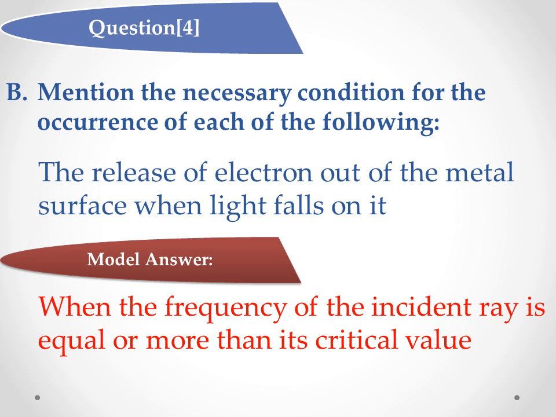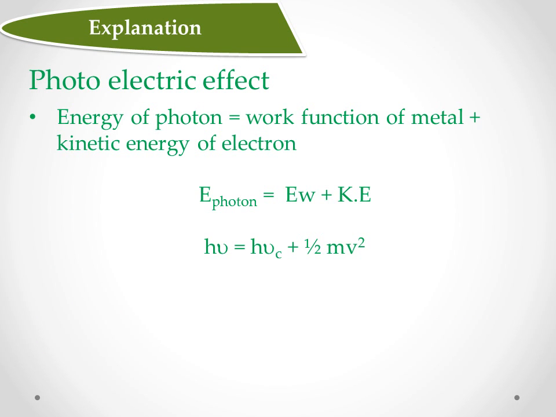Question 4. B. Mention the necessary condition for the occurrence of each of the following: the release of electrons out of the metal surface when light falls on it. Model answer. When the frequency of the incident ray is equal to or more than its critical value. Explanation. 3D image. It is characterized by intensity of light, amplitude, phase difference.